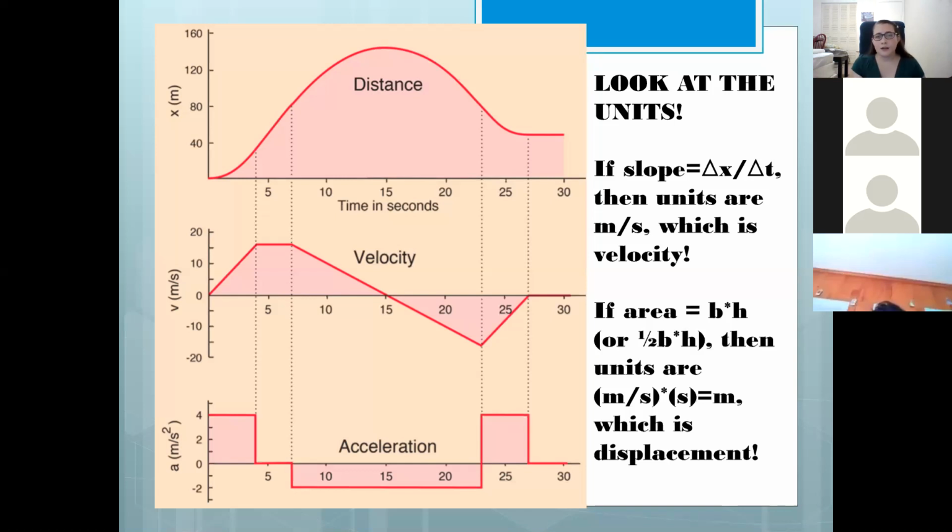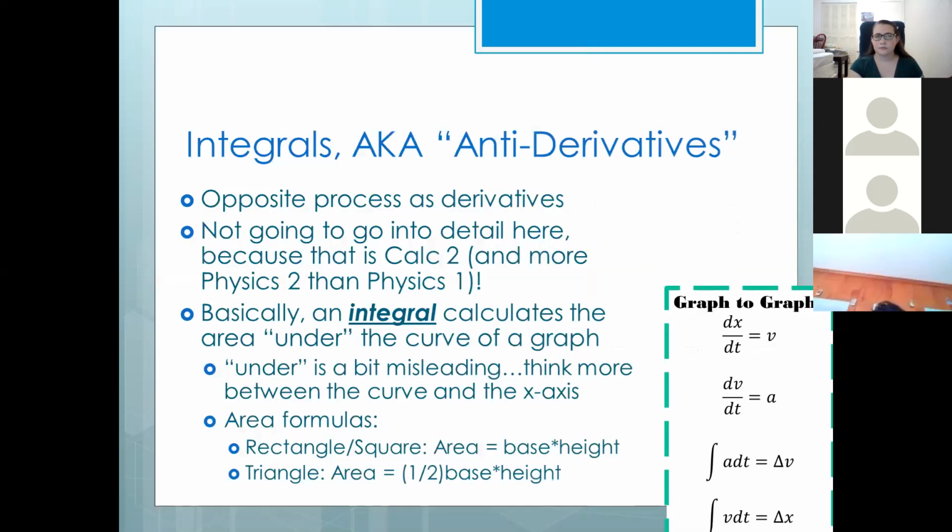Okay. And we can think about it the same way too with acceleration and velocity. If we look at the units of our acceleration graph, you can see all of those shapes are rectangles. So base, seconds times height, meters per second squared. That will give us seconds times meters per second squared, or meters per second. That tells us about the velocity. So when we're taking integrals or antiderivatives or area under the curve, it's just the opposite process as for derivatives.